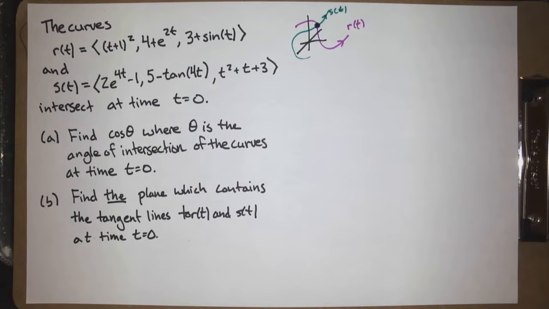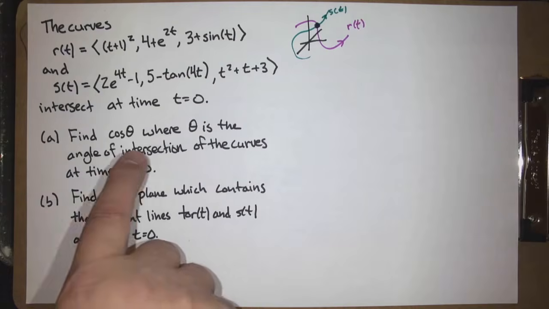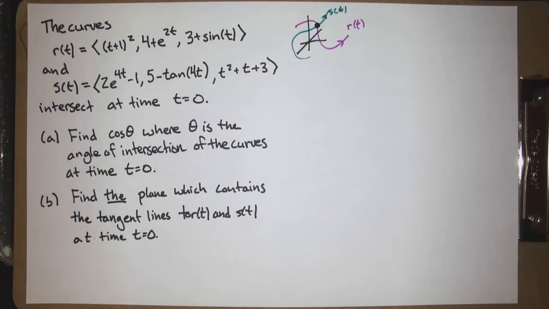All right, so part A. Find cosine theta, where theta is the angle of intersection of the curves at time t equals 0. All right. Well, there's a couple of things we have to think about. But first off, does anybody have the answer? Did anybody work this out?